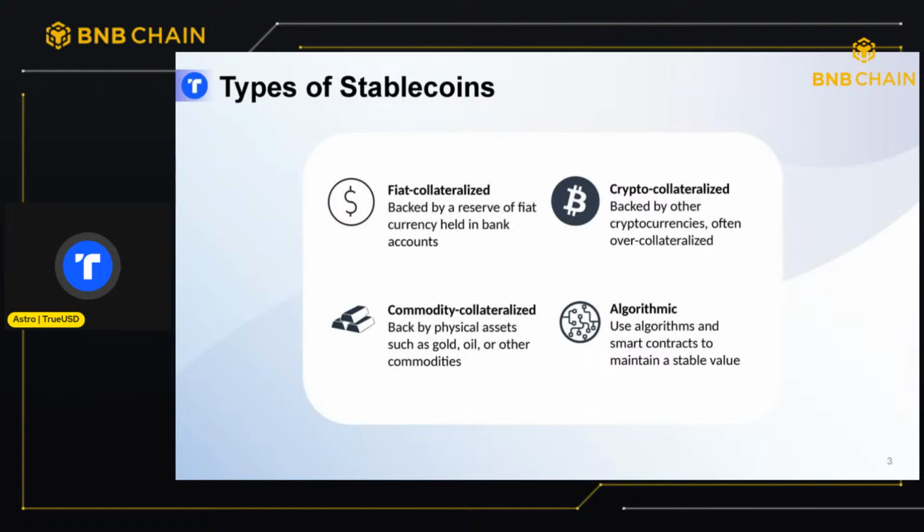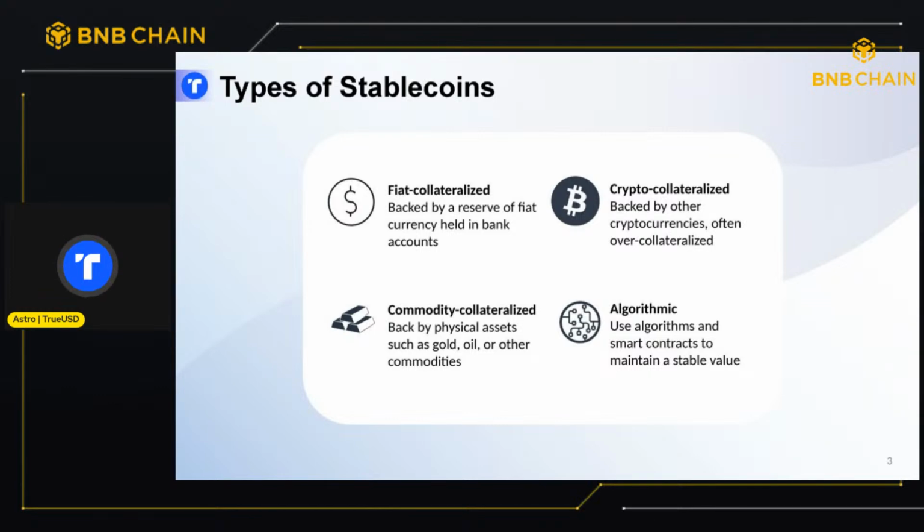Then there are commodity collateralized stablecoins, which are backed by tangible assets like gold, oil, or other commodities. These stablecoins derive their value from the worth of the underlying assets. This also offers a way to invest in physical commodities through a digital medium. An example is Pax Gold, which is backed by physical gold stored in actual vaults.